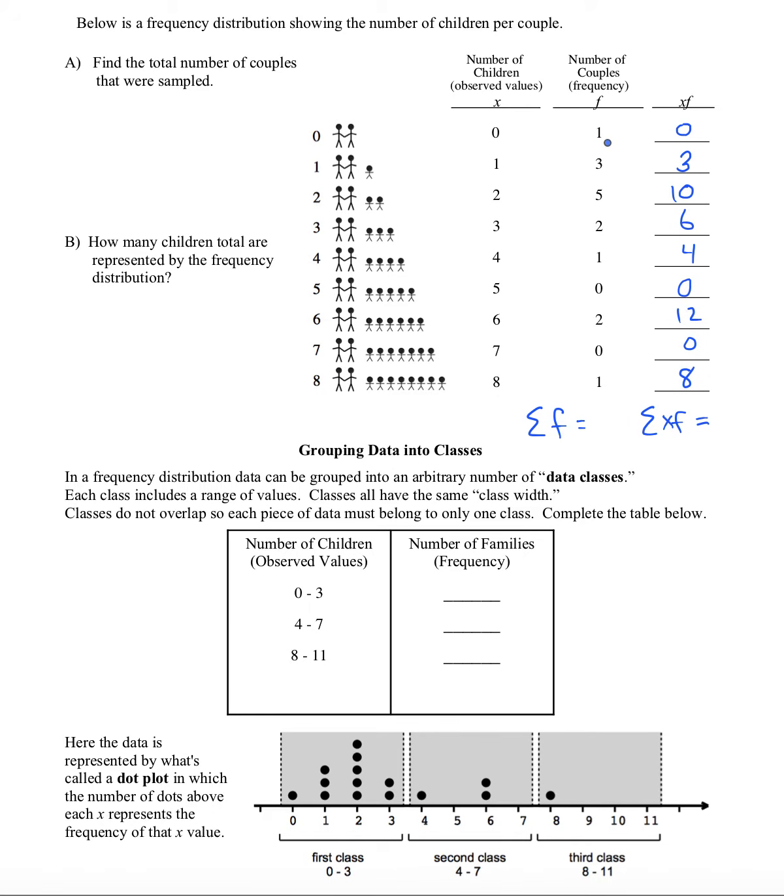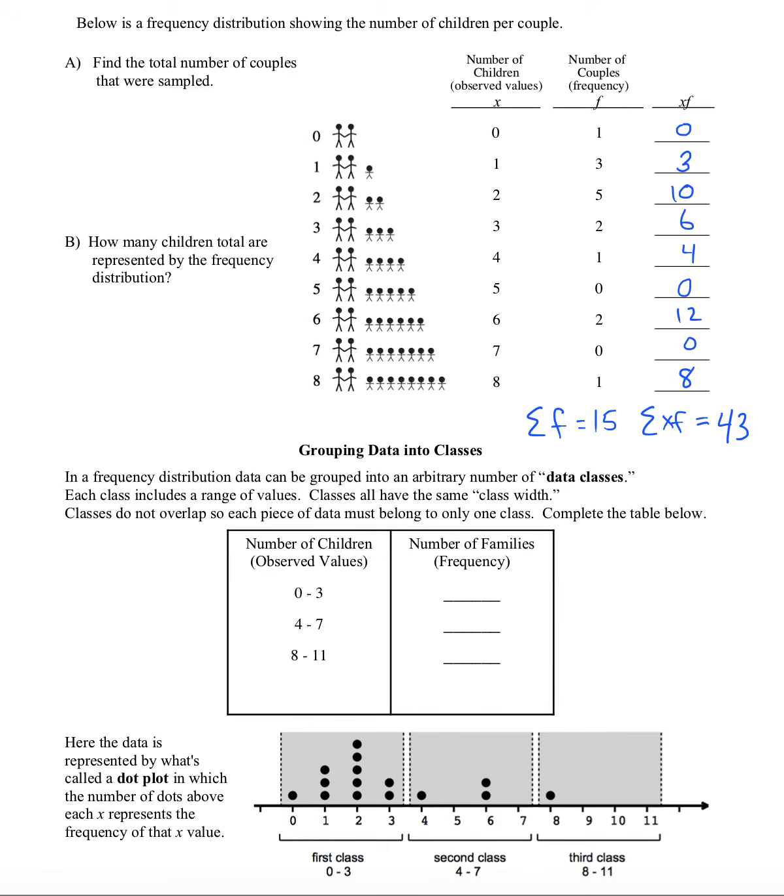The sum of the frequencies is 1 plus 3 plus 5 plus 2 plus 1 plus 2 plus 1. That makes 15. And the sum of XF is going to be 3 plus 10, which is 13, 19, 23, 35, 43. The sum of XF is 43.